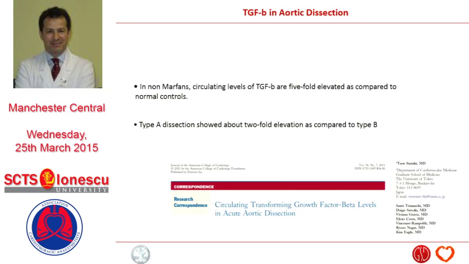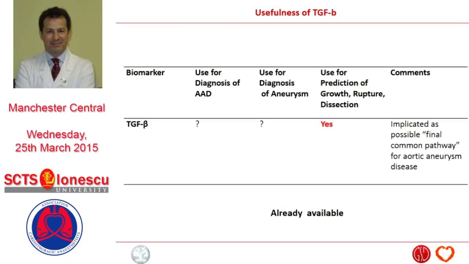And we, as a group in Milan with Dr. Suzuki, did a very brief evaluation of TGF-beta in type A dissection patients, and we noted that the circulating level of TGF-beta is 5-fold elevated as compared to normal controls, a little bit more present in type A compared to type B. Usefulness of TGF-beta: yes, it's useful to predict aortic growth, rupture, and dissection, and is already available.